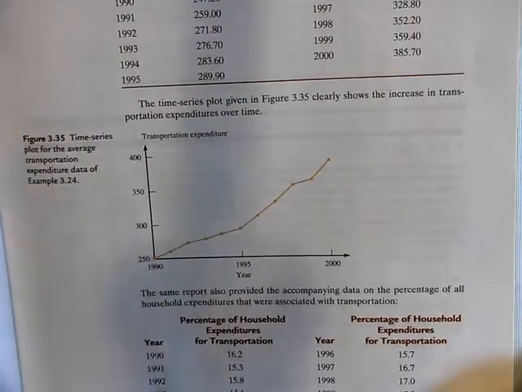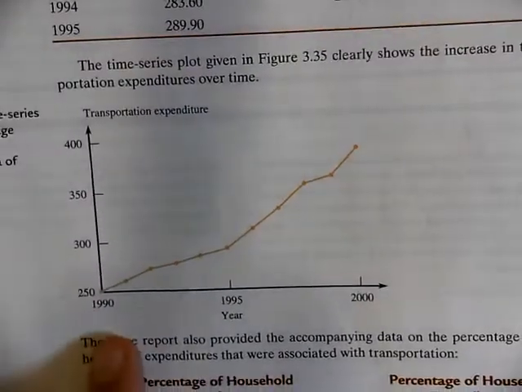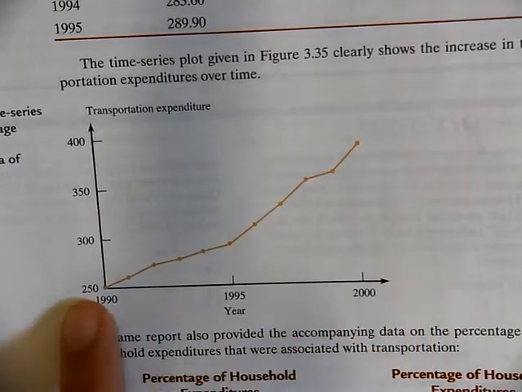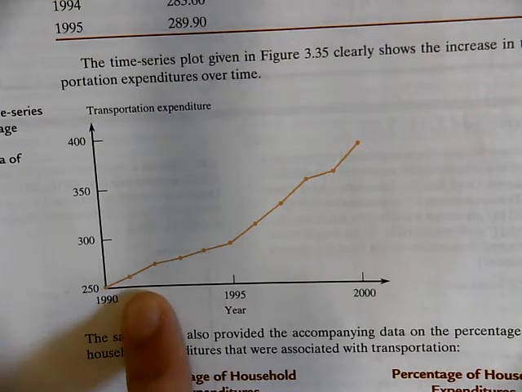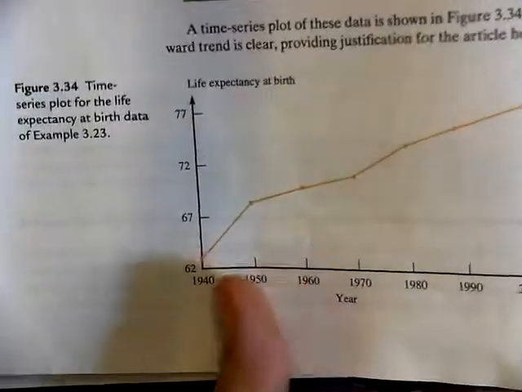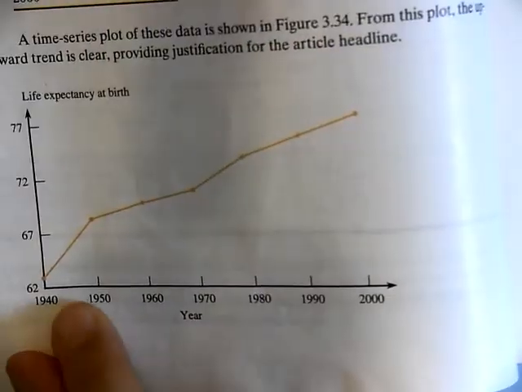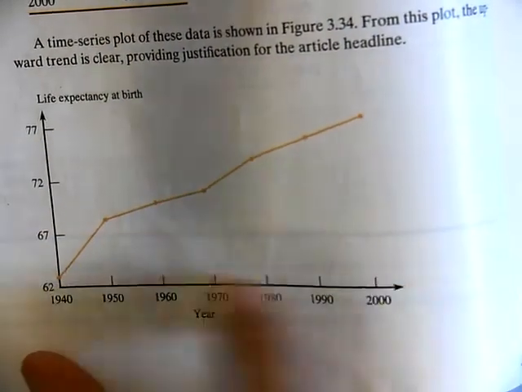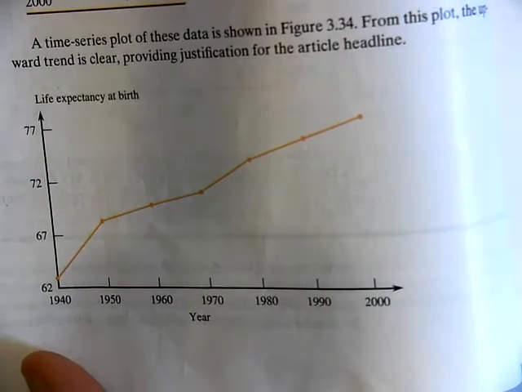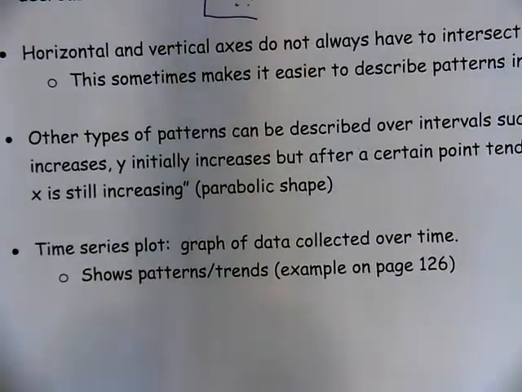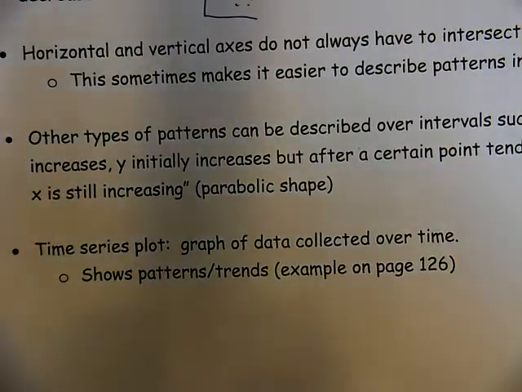Let me show you one of these. This is a time series plot for transportation: the year since 1990 and the average transportation expenditure. Here's another one that's a little bit easier to understand. Life expectancy, from 1940 to 2000, the average life expectancy. So as time goes on, what your life expectancy looks like. The x-axis is the time, and the y-axis is whatever you're counting. So that's really bivariate data.